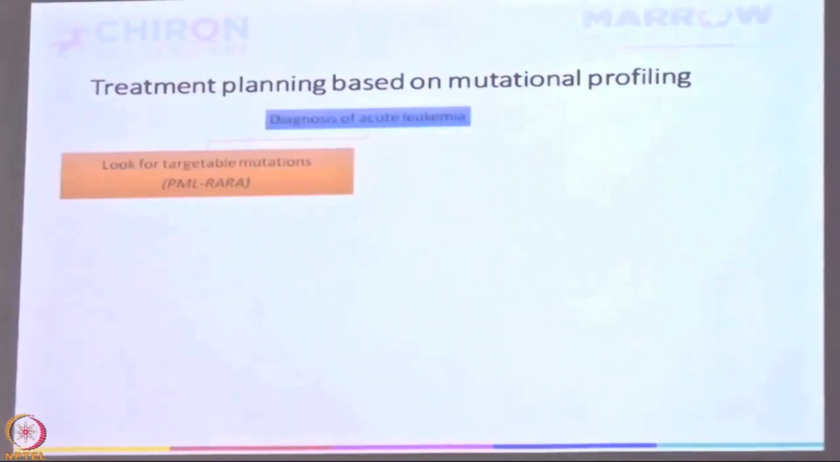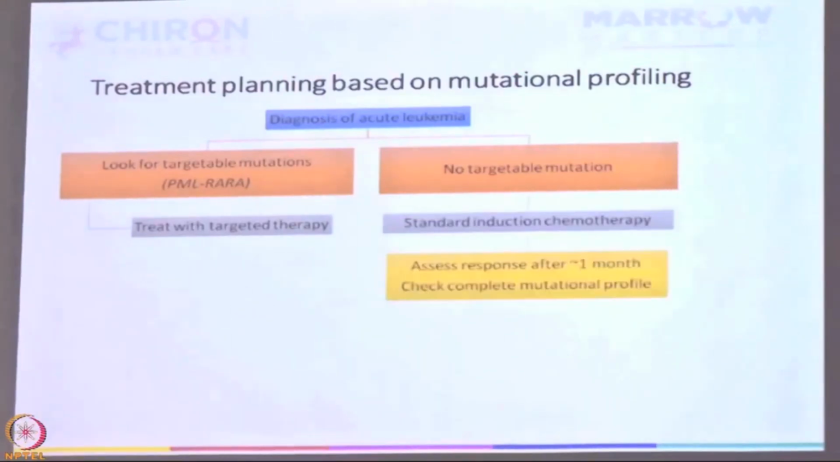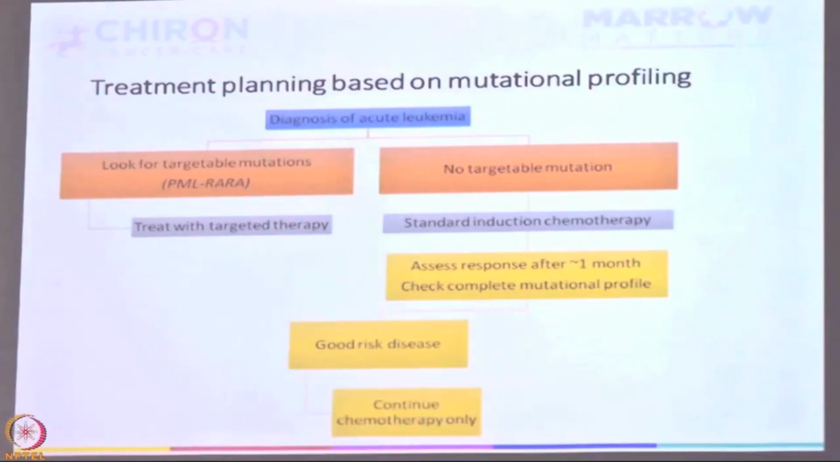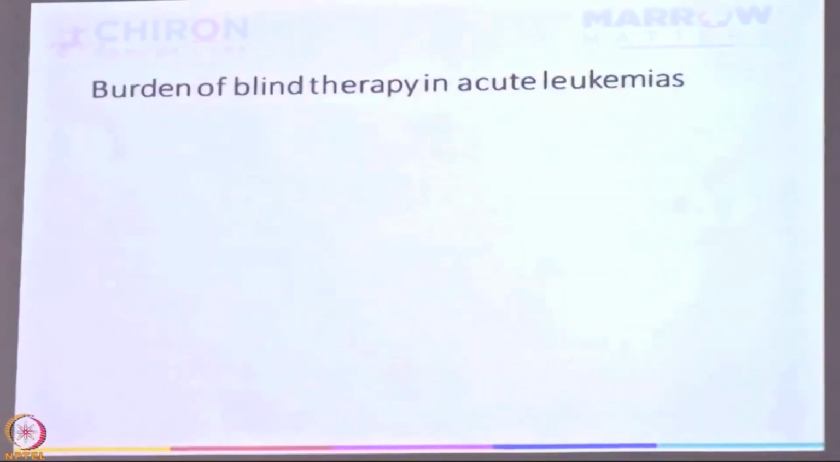So diagnose a leukemia. If there is a targetable mutation like PML-RARA or BCR-ABL, that is Philadelphia, treat with targeted therapy. If there is no targetable mutation, give some chemo, look at the mutational profile at the end of the first month. If that person has some good mutations, give further chemo and stop. If by chance that person does not have good mutations, then chemotherapy is not going to cure, you need to do a bone marrow transplant, correct. So that is what we are doing, but then this is blind therapy to some extent.